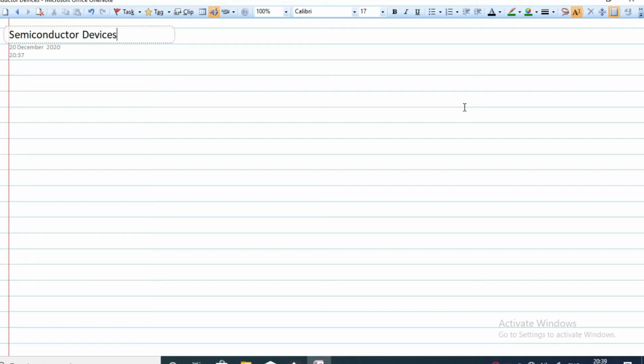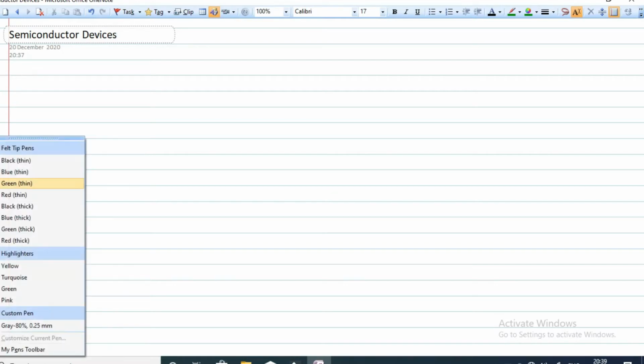So in this topic, basically we will study the basic concepts of semiconductor devices. So let's start the discussion. First we are going to classify insulator, conductor and semiconductors. In this topic, first we are going to see the classification.